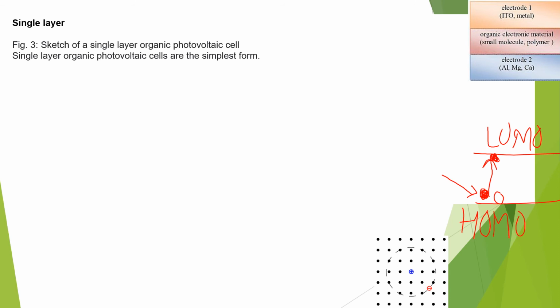Now, there are different types of organic solar cells: single layer, bilayer, discontinuous layer, continuous layer. You can read about it from a Google search. In the exam they ask you about the bilayer, so we will focus on that. Here, in the case of a single layer, it will be electrode 1, electrode 2, and the organic electronic material. It means between the two electrodes there is only a single layer. Depending on the layers, there will be different types of organic solar cells. Single layer organic photovoltaic cells are the simplest form, which is shown in this figure.